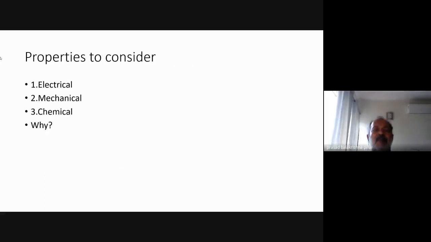Now, we said we need to consider some properties or parameters. What kind of properties do we consider for a material? Normally we consider electrical, mechanical, chemical. Now the question arises why we need to consider the other properties. Okay, electrical I can understand. Why do we need to consider mechanical and chemical? First of all, let us discuss what electrical parameters of the material we will be considering.